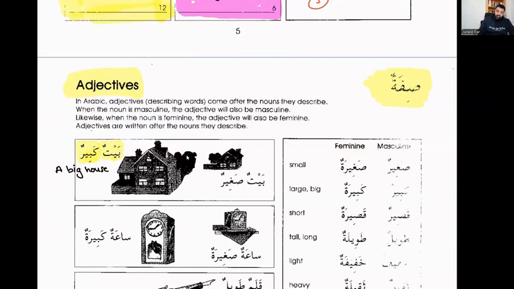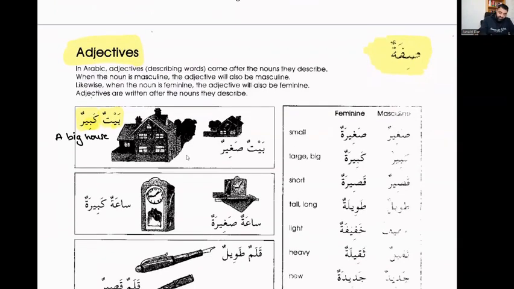Now, if you go to the picture underneath, just so we can demonstrate the other one, the word for a clock, which we just worked out a bit before, was sa'atun. Is that male or female? Female. Now, I want to say a big clock. The word for big is kabir. But kabir is masculine. So how do I make the word kabir feminine? Kabiratun. Just add the tun.